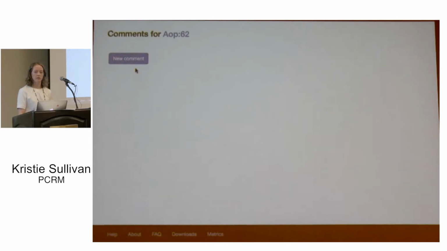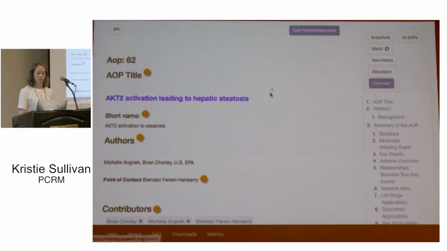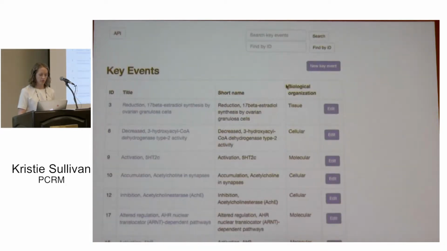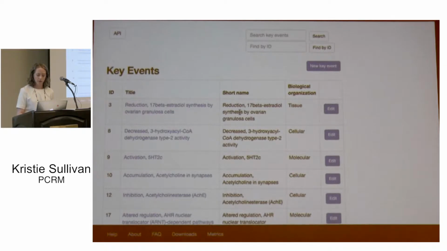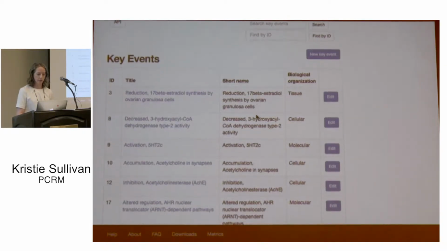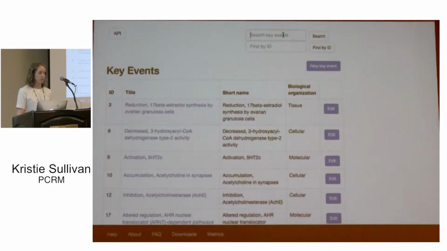Kate was talking about having access to reviewing and commenting. So you can make a comment on an AOP if you think something's incorrect or you have more information. Okay, I just want to really quickly provide a look at our list of key events, and again, you can search for each key event.